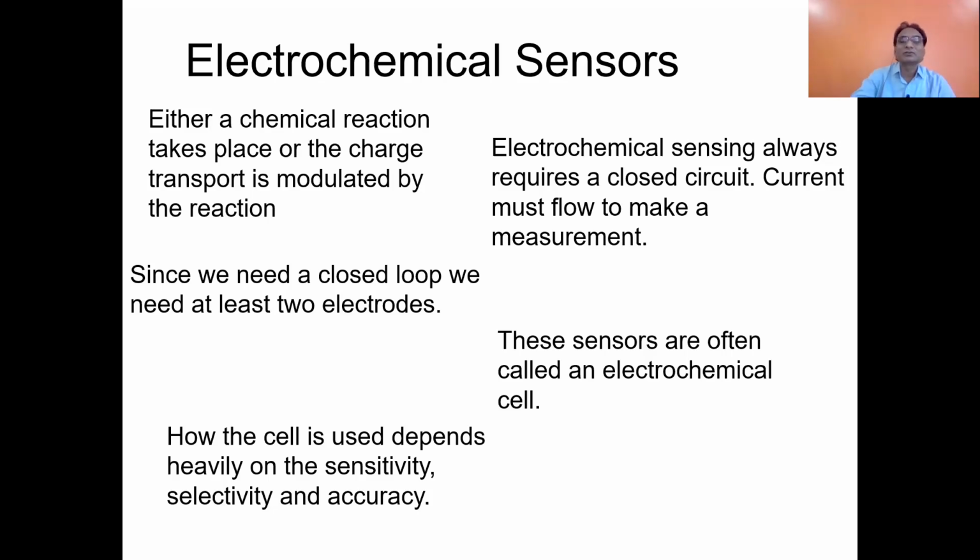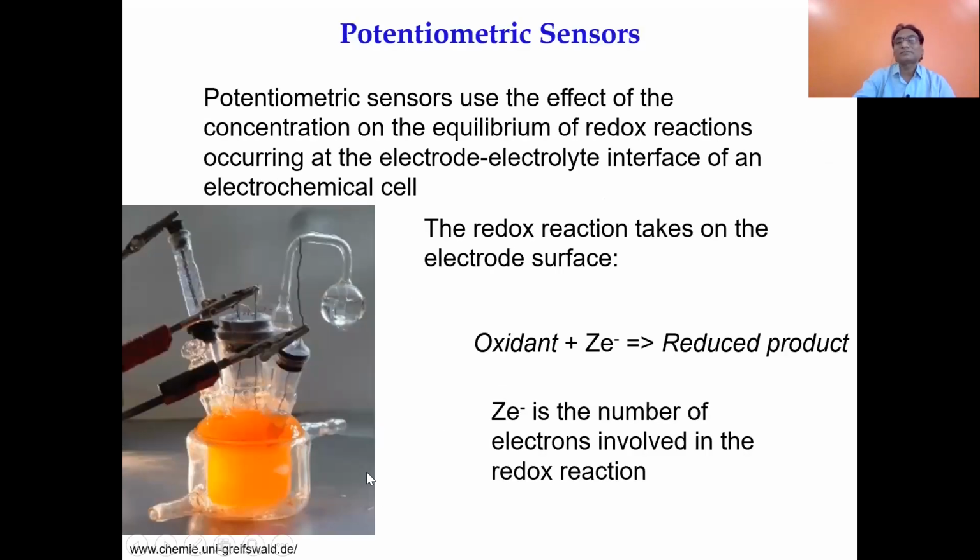And since we need a closed loop, we need at least 2 electrodes. हमें क्योंकि क्लोज लूप चाहिए इसलिए कम से कम 2 इलेक्ट्रोड चाहिए. These sensors are often called an electrochemical cell. इसको हम electrochemical cell भी बोलते हैं. Now, how the cell is used will decide sensitivity, selectivity and accuracy. Cell को कैसे आप डिजाइन करते हैं, कैसे कॉन्फ़िगरेशन है उसका, that is going to influence the sensitivity, selectivity and accuracy of the sensor.